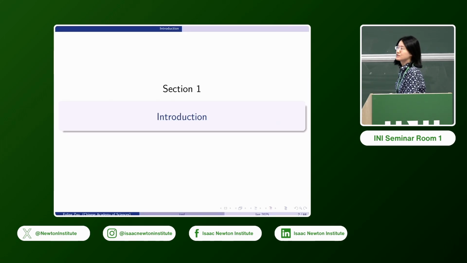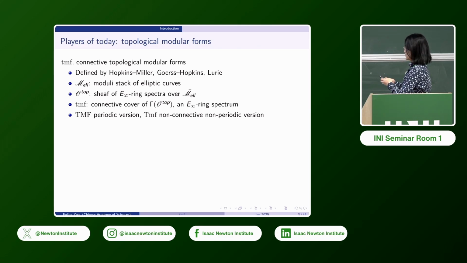Okay, so I'm going to start with some introduction. Although it's not necessary, it's good to know what you are computing. We are computing topological modular forms, which was thankfully introduced by Leonard. But let's quickly refresh our memories. Connective topological modular form is constructed or defined by Hopkins-Miller as an infinity ring, by Gross-Hopkins as an infinity ring, and then Lurie in modern language.